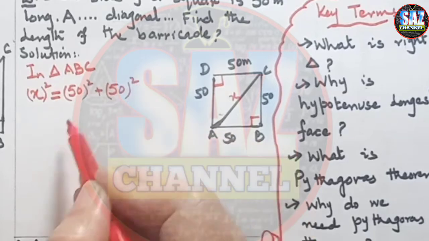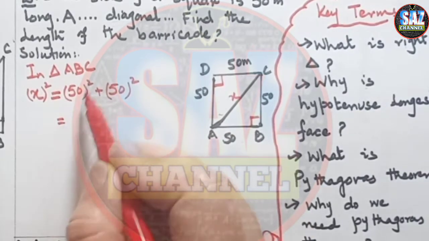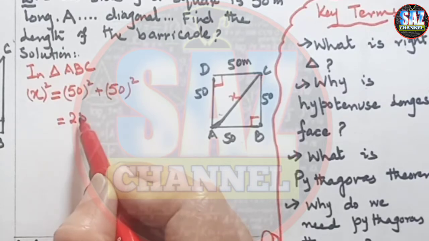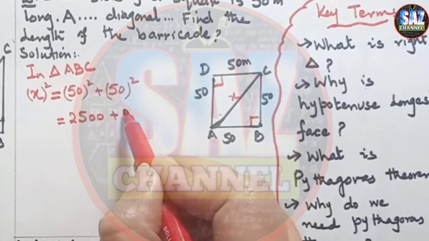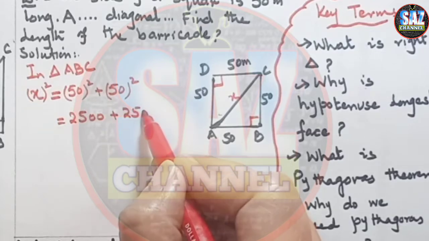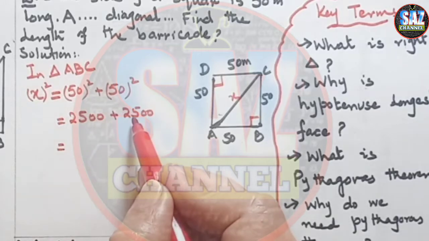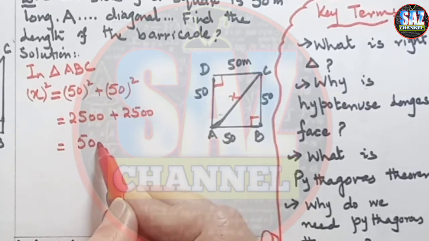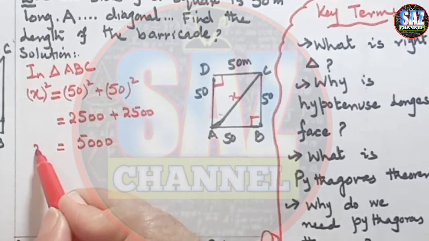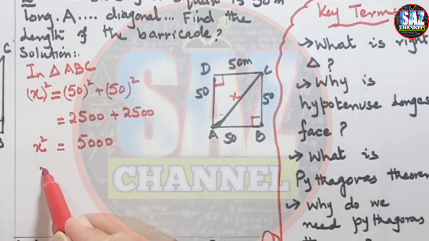Recall the square of 5 for some time and forget about the 0. The square of 5 is 25, and recall the rule that for zeros we have to double the zeros, so it will again be 50 square is 2500. And when I'm adding up 2500 and 2500, it will become 5000, which is x square.